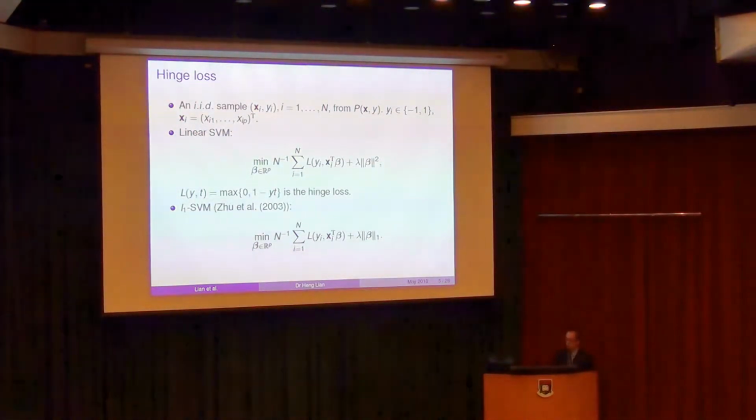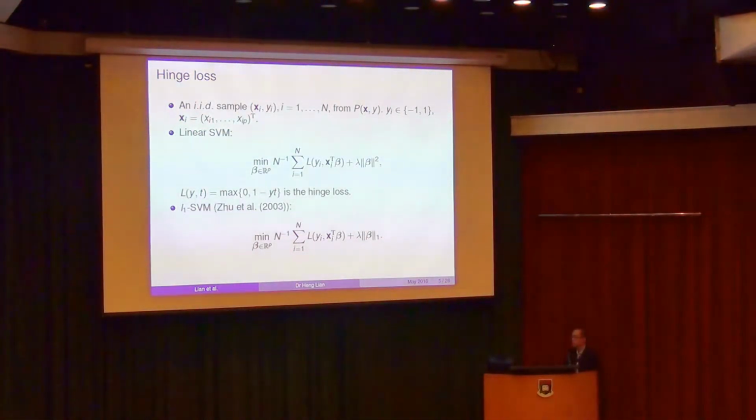So this particular loss function is called the hinge loss. Now in 2003, Zhu and others said, okay, in the high dimensional case, I don't want this square norm, because the only purpose the square norm seems to be serving is preventing overfitting.